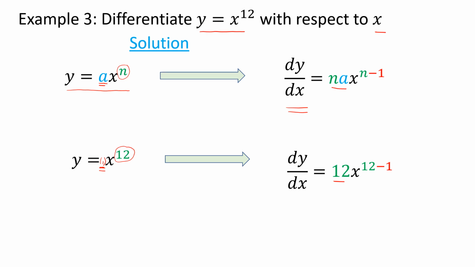And then the power, which is 12, we reduce it by 1. Next, we simplify this expression. That is, the power, we have 12 minus 1. 12 minus 1 gives us 11.